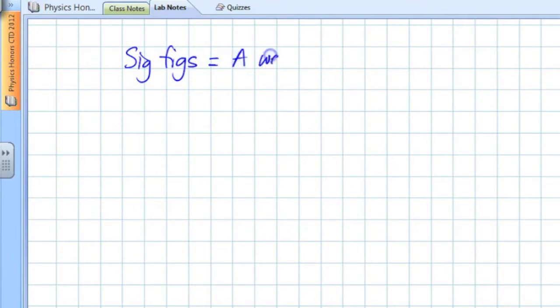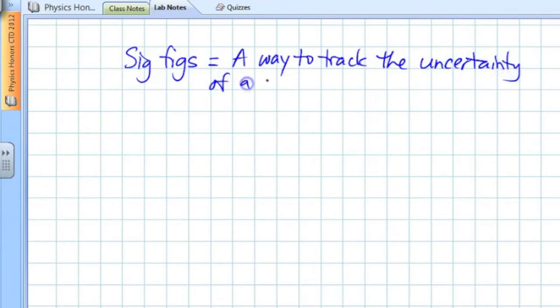Okay? So it's a way to track the uncertainty of a measurement. And the reason that we have to do this is that oftentimes we're adding measurements, we're multiplying and dividing, we're doing all sorts of math operations to actual measurements that aren't perfect numbers. So we need to know how to deal with our math operations. So there's a couple of simple rules for significant figures.